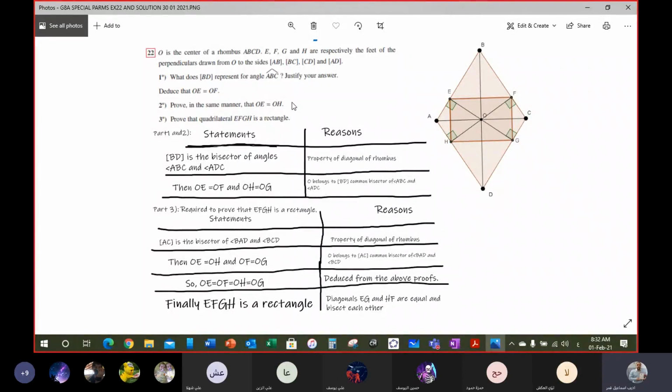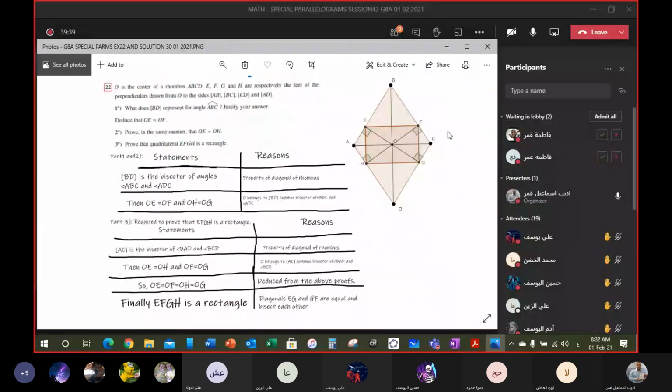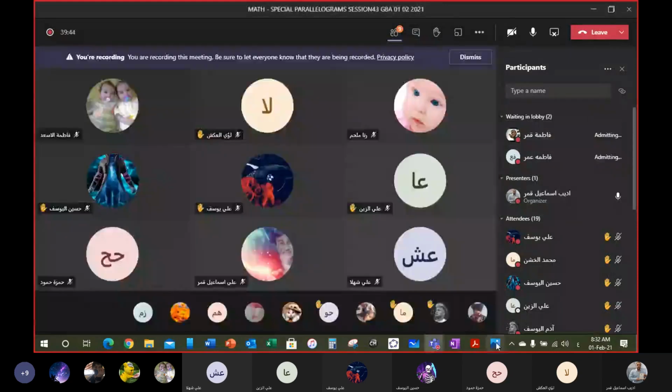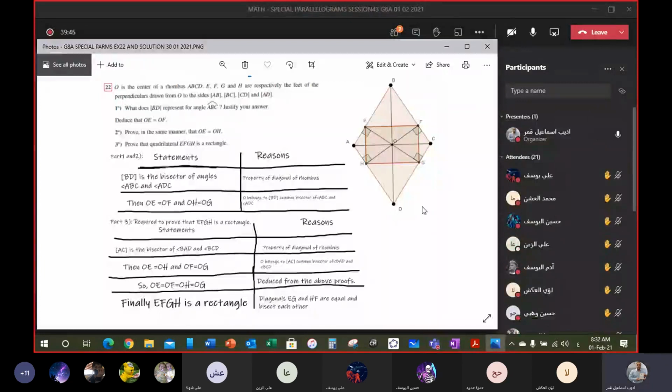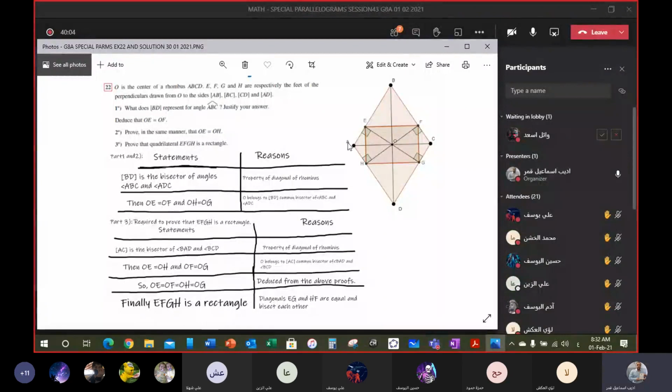So we have here O is the center of a rhombus ABCD. E, F, G, and H are respectively the feet of perpendiculars drawn from O to the sides AB, BC, CD, and AD. In orthogonal O, perpendicular to AB, then from O perpendicular to BC, then from O perpendicular to CD, then from O perpendicular to AD.